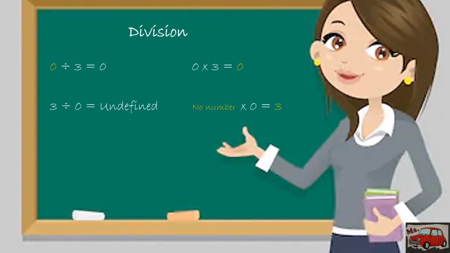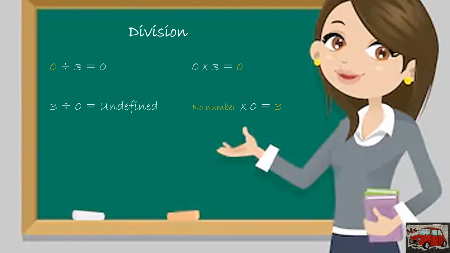Okay, titingnan natin kung anong mangyayari kung ang division natin is involve yung 0. My first example is 0 divided by 3 is equals to 0. Why? Because if we use the opposite of division, which is multiplication, dapat yung magiging sagot nun is yung dividend dun sa division. So, the quotient is 0. Imamultiply natin sa divisor. So, the answer is 0, which is yung dividend na 0.